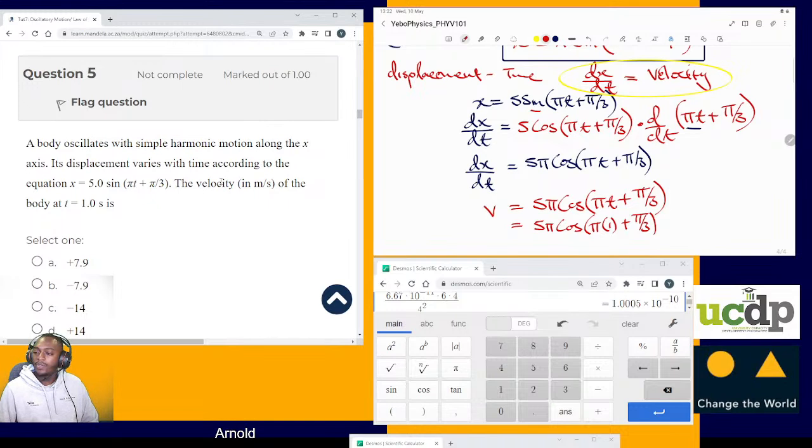So now all we need to do is to punch that. So now let's punch that. 5 pi cos pi plus a fraction that is pi over 3.